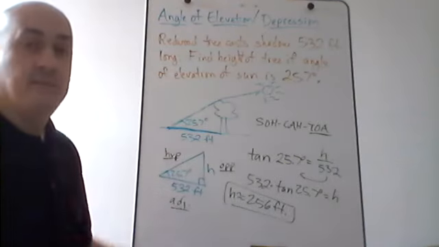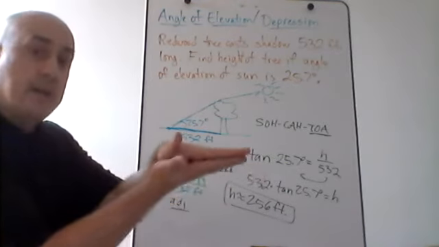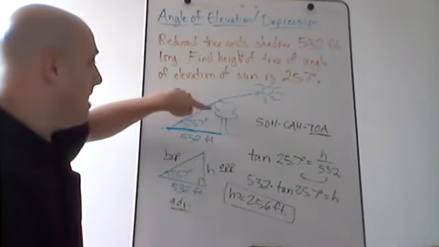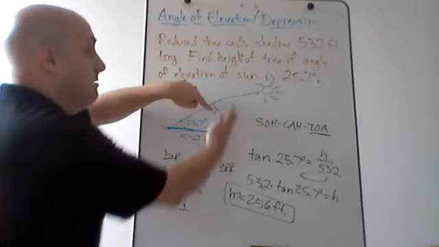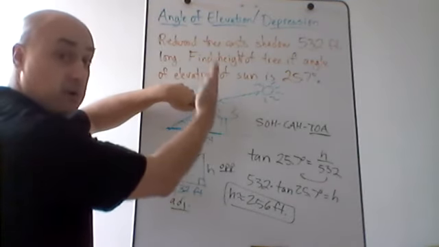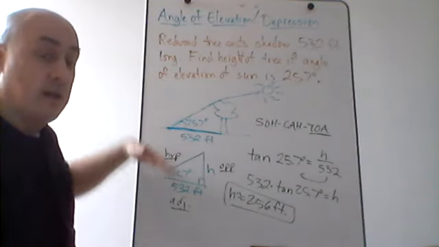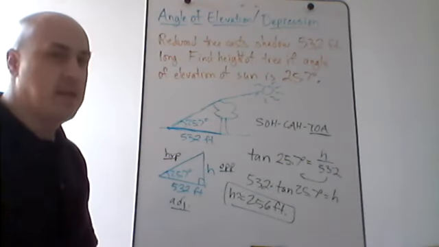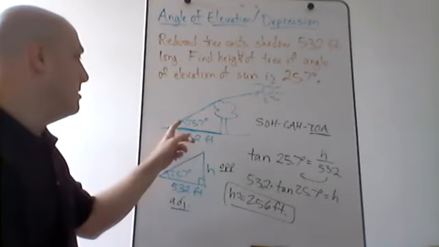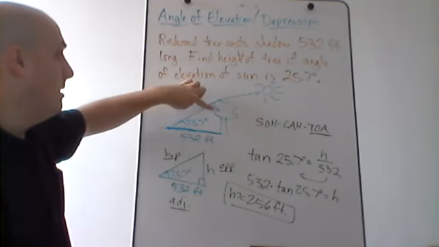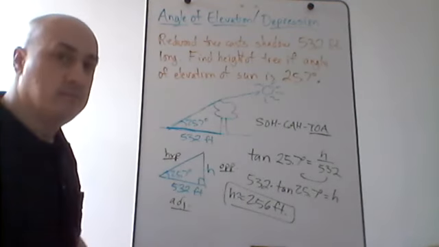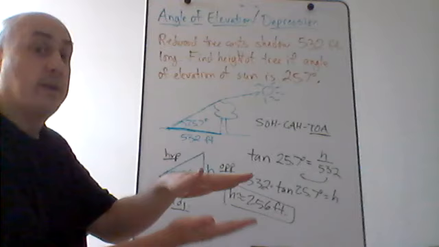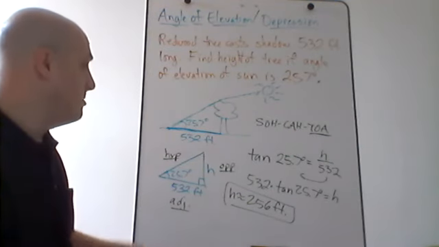Remember, angles of elevation or depression are always in relation to the horizontal. So don't put the angle up here as 25.7 degrees, right? The angle in relation to the vertical side, it's always in relation to the horizontal side. That's usually the mistake people tend to make on a problem like this, is just putting that 25.7 up here instead of down here, right? So it's always in terms of the horizontal when you're doing angle of elevation or depression. So just make sure you have that.